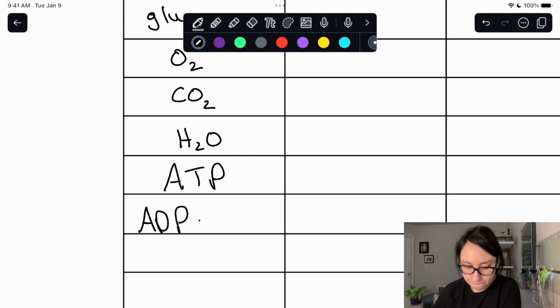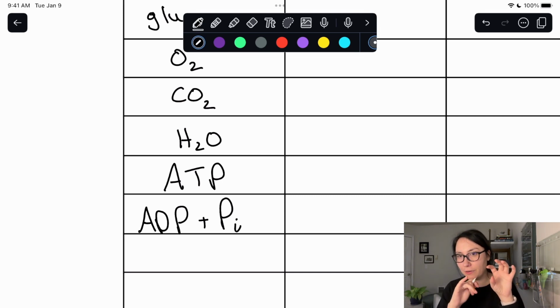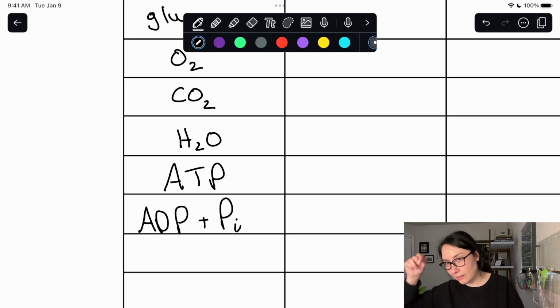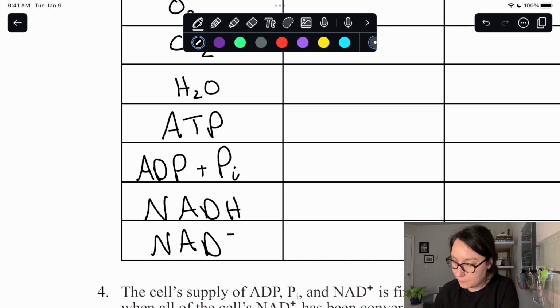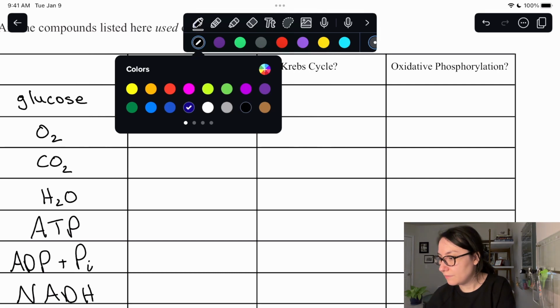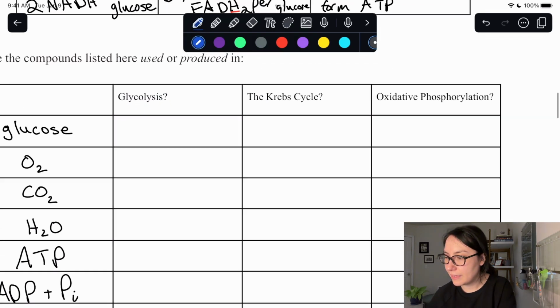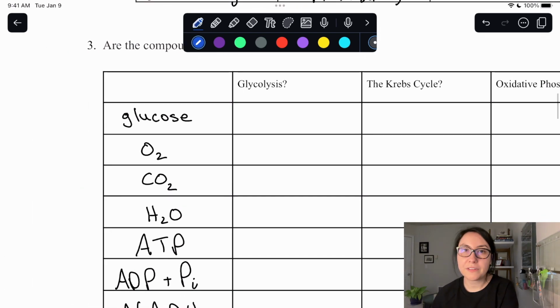ADP with that phosphate. So when I was talking about ADP to P, the P is kind of hanging off to the side. That's what ADP plus the P with the little i stands for. Okay, and then you have your NADH, and finally NAD plus. And then I'm going to change my color to a nice light-ish blue. So glycolysis. Is glucose used in glycolysis? Yep, it is used.